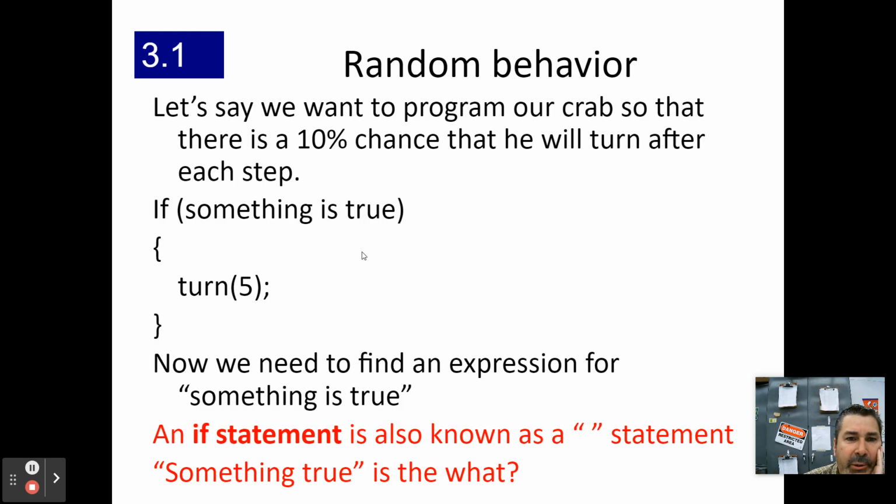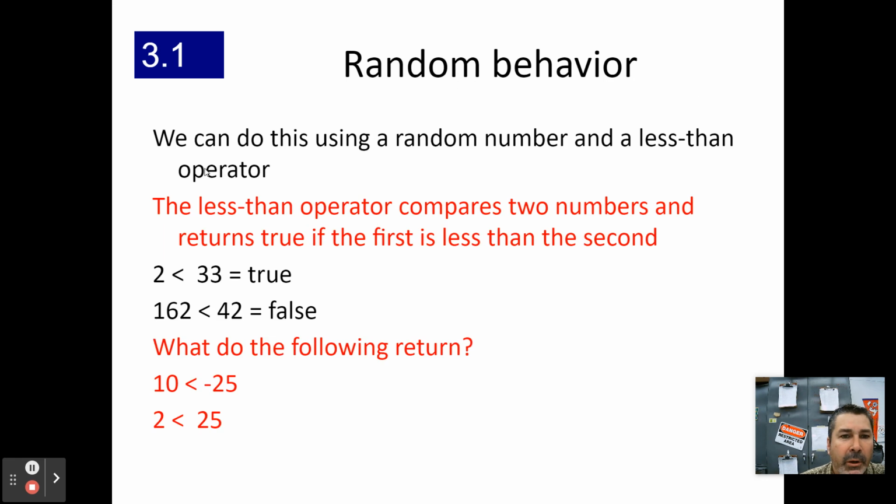Basically, we can do this equation right here using the less than operator. Then the next thing we're going to do is combine everything we learned into the correct answer to get our crab to turn randomly. The less than operator compares two numbers and returns true if the first is less than the second. So is 2 less than 33? Yes. Is 162 less than 42? False.